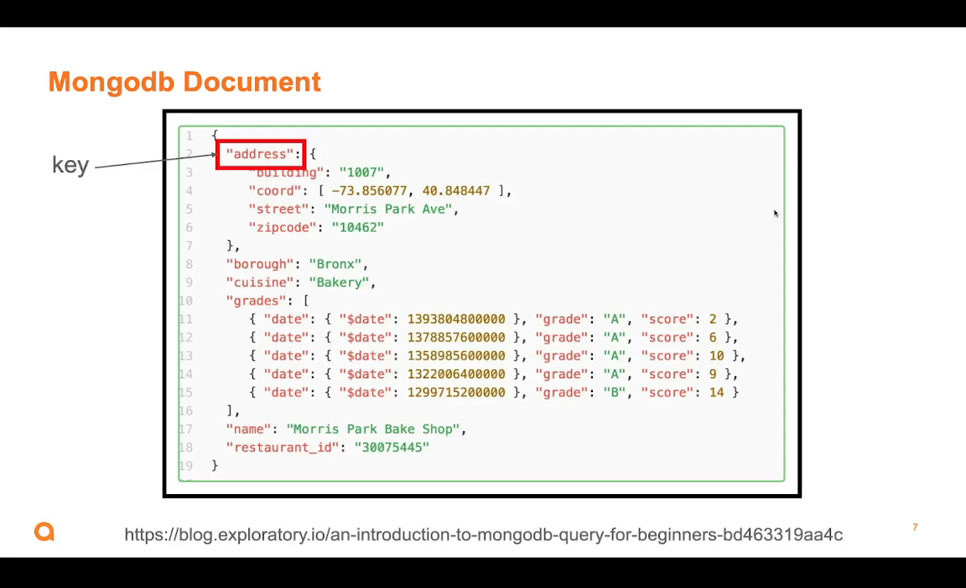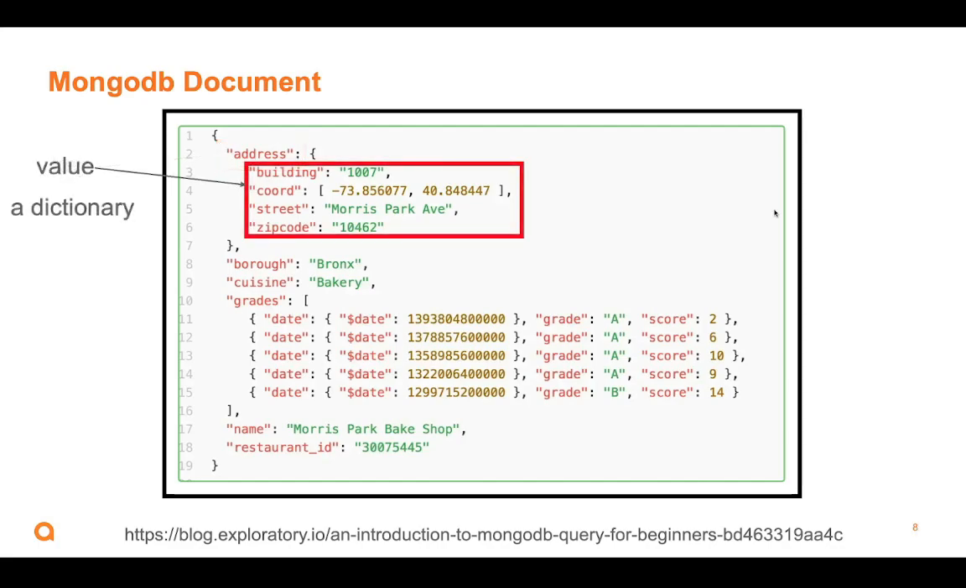So here is a Mongo document. I can see right now that this starts and ends with a curly brace. So that tells me that this must be a dictionary. And I'm looking for keys in the dictionary. I have a key here, address, and its value starts with a curly brace, ends with a curly brace. So it must be a dictionary. And if I look inside the dictionary, I can see one of the keys, coord, is a list because it starts and ends with a square bracket.